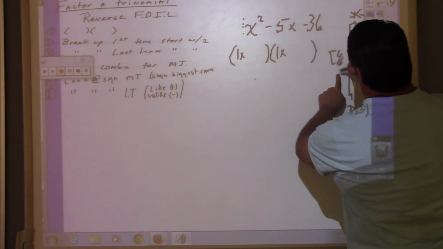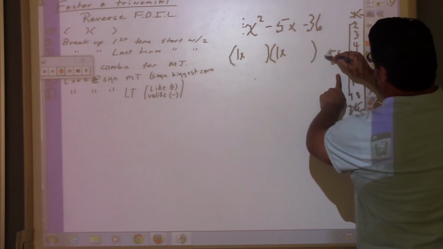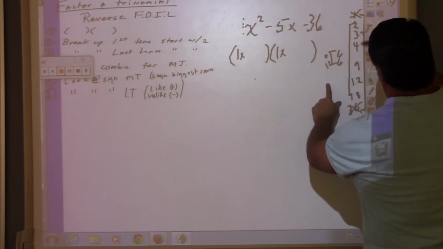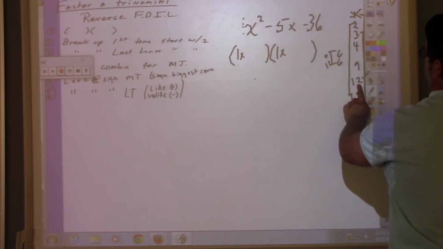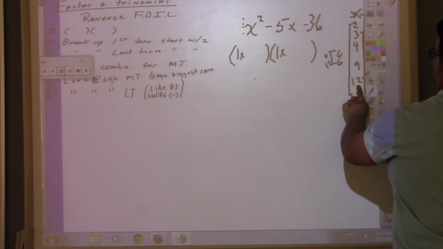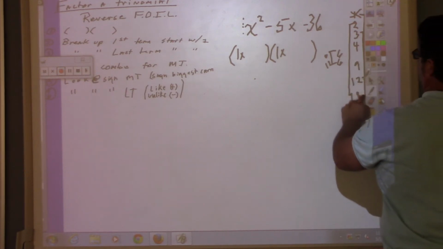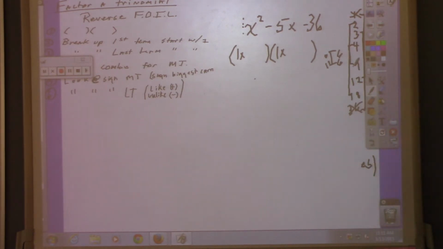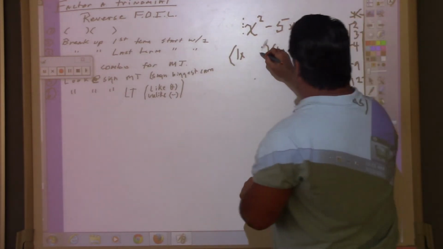6 and 6 will give us 0 or 12. That ain't going to help us. 3 and 12 will give us a 15 and a 9. That ain't going to help us. 9 and 4 will give us a 13 or a 5. Wow. 4 and 9.